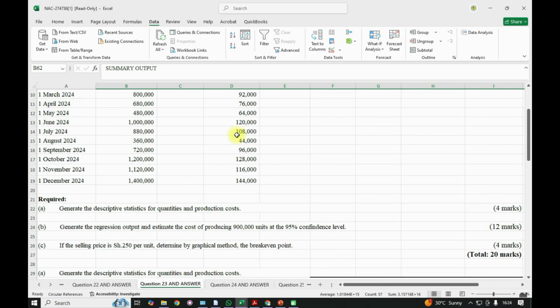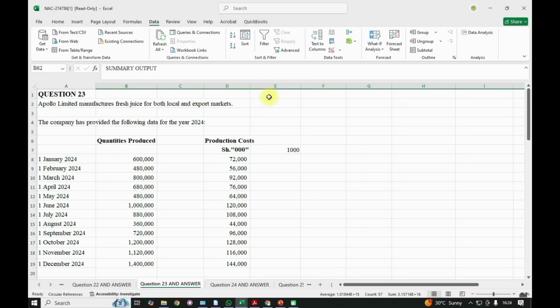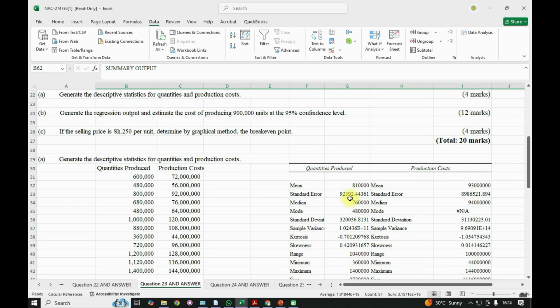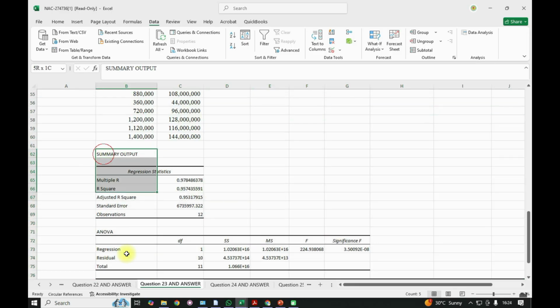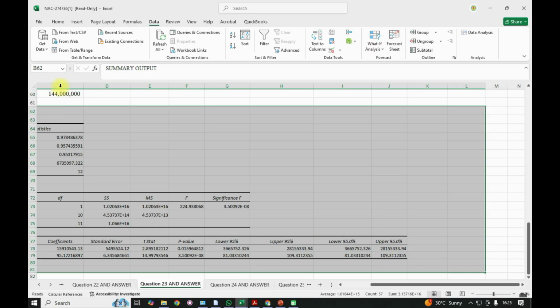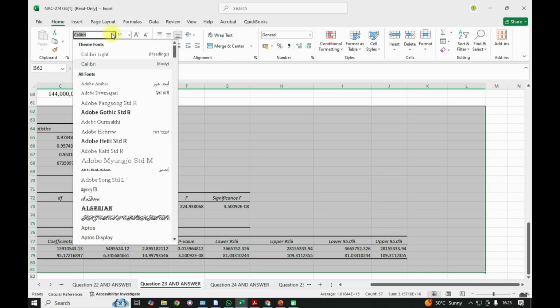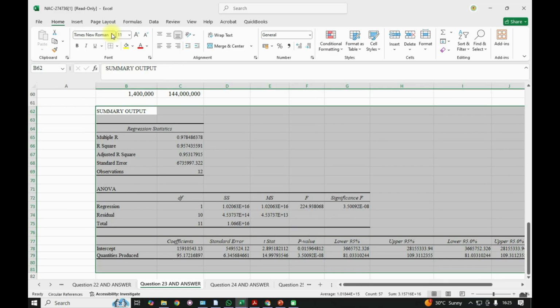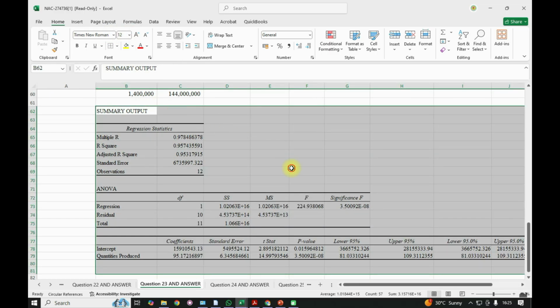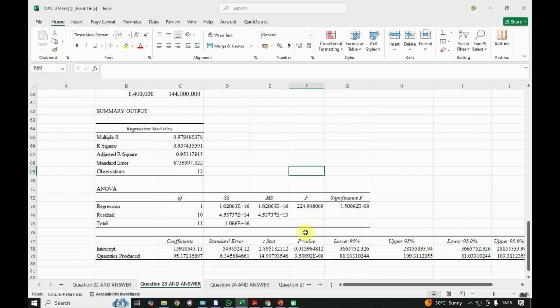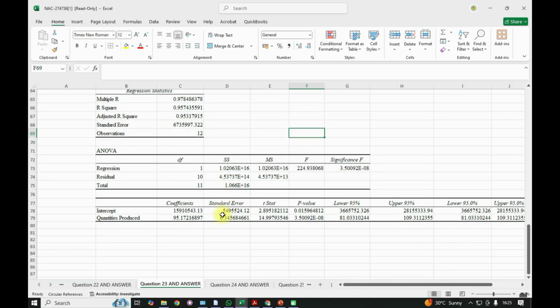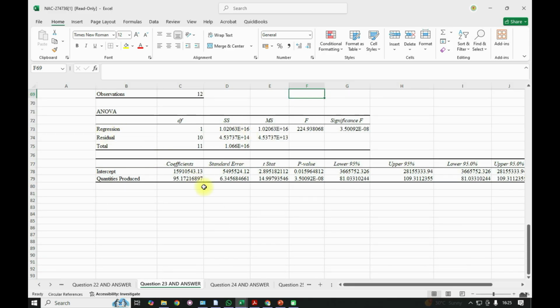So the columns are just big; they have been expanded somehow. Just change this, but it's not a must, as long as you do it even with Calibri and font 12, so that it is visible. So that is our regression output: the summary of the regression statistics, the ANOVA there, and we have the other variables here.